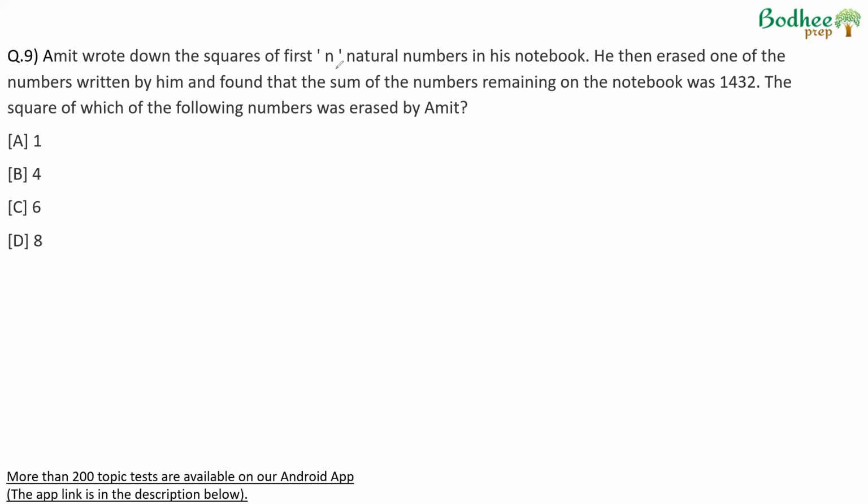Amit wrote down the squares of the first n natural numbers in his notebook. He then erased one of the numbers written by him and found that the sum of the numbers remaining in the notebook was 1432. The square of which of the following numbers was erased by Amit? Now, the sum of squares of the first n natural numbers is given by n into n plus 1 into 2n plus 1 by 6.